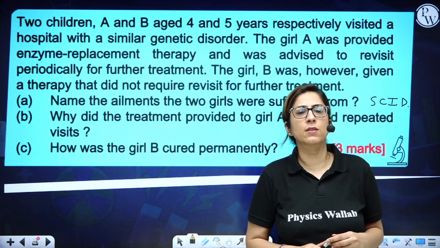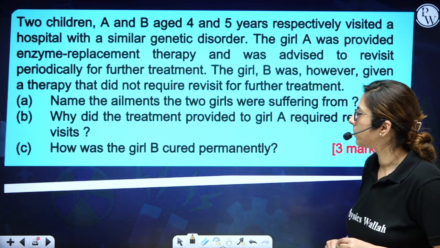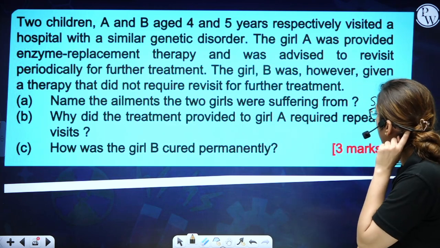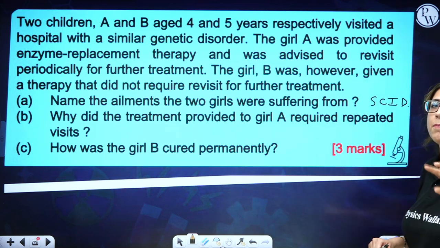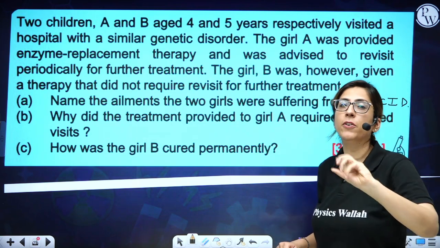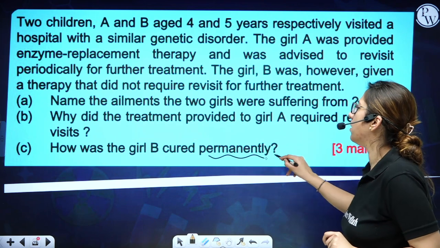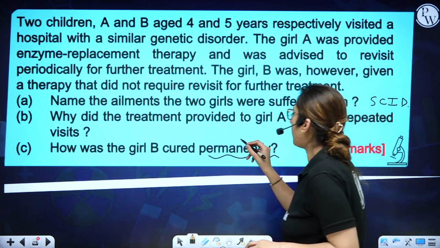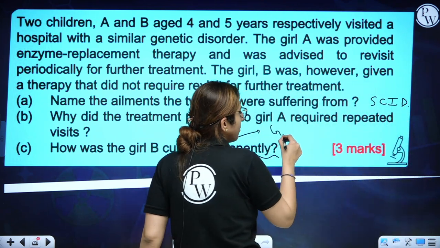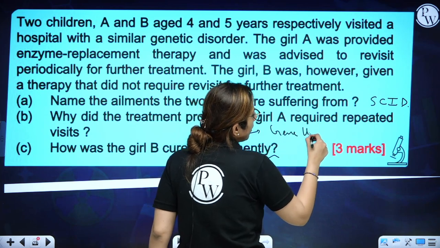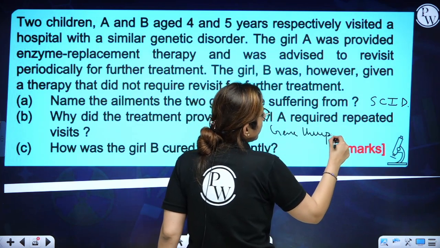Human Health and Diseases. Now, this is from the chapter, sorry, Biotechnology, right? Now, how was girl B cured permanently? This can be because gene therapy was done in the embryonic stage.